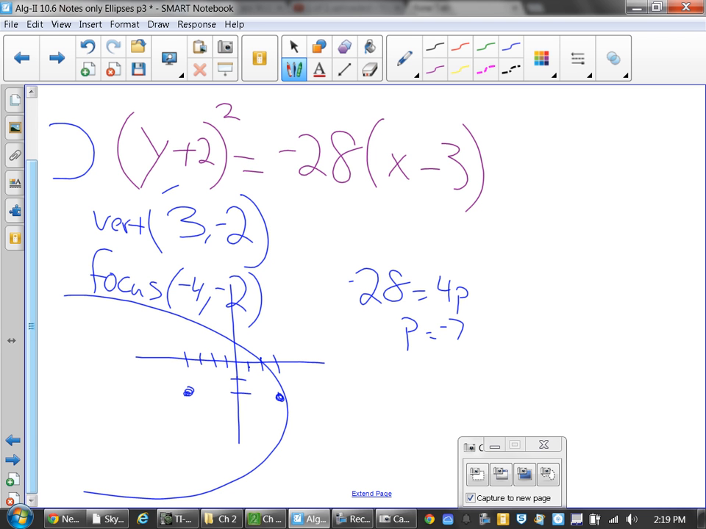And then I put the directrix in. With the directrix, I have to go to the right now. How many spots? 7 spots. So what's 7 more than 3? 10. And it's a vertical line, so it is x equals 10. Boom. Make sure you don't just say directrix at 10. The directrix is at x equals 10.